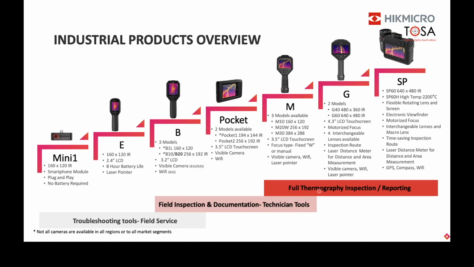Then towards the left hand side, we start off with a Mini 1. That's a unit that can plug into an Android phone, and you can turn your Android phone into a thermal optic camera using that very special lens. We also have the E series and the B series. These are typically handheld devices.